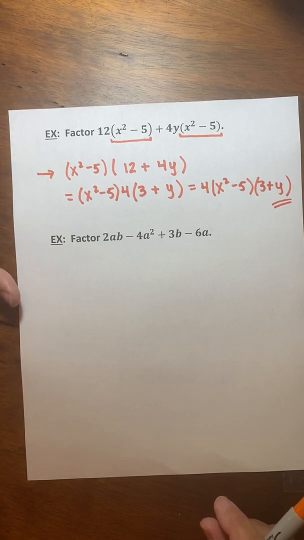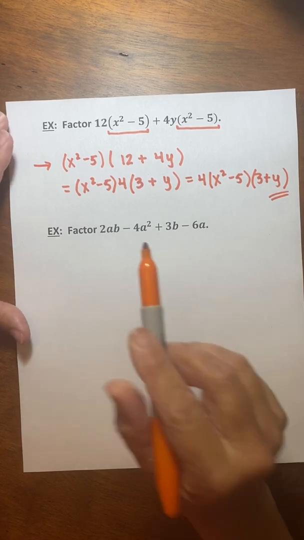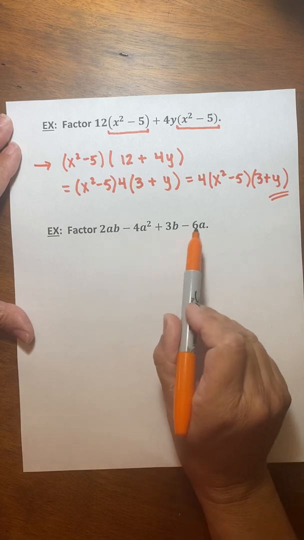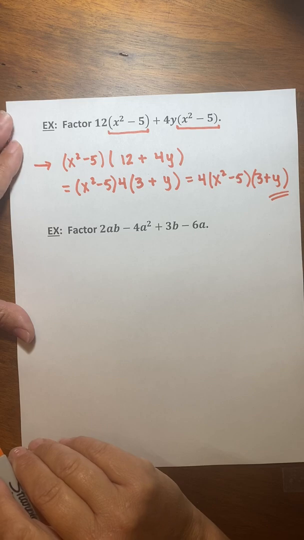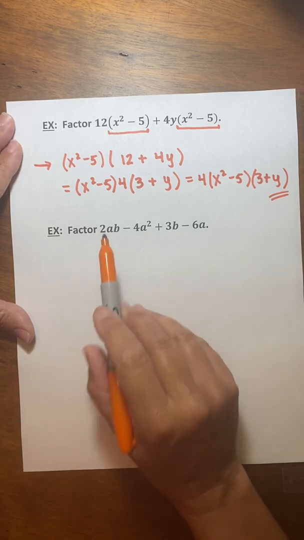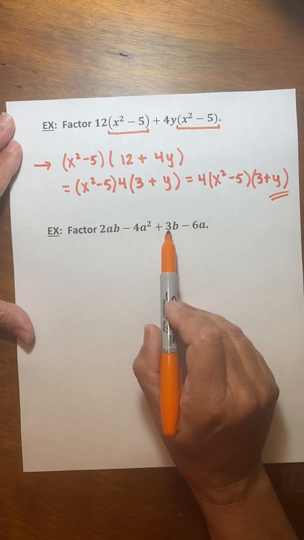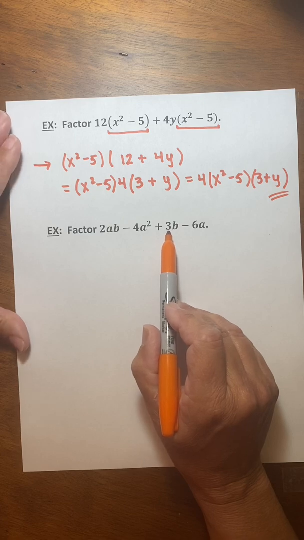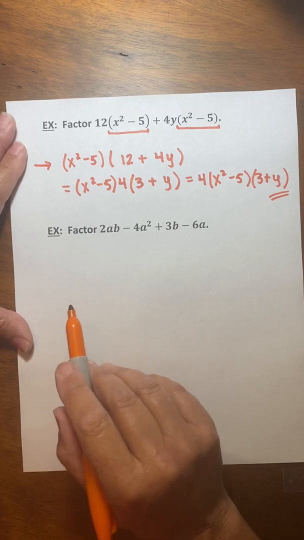All right, this is leading to something bigger and better. Let's look at this 4-term expression: 2ab minus 4a squared plus 3b minus 6a. If we look at the numerical coefficients, 2, 4, 3, and 6, we can only pull out a constant factor if they all have that factor in common. 2 is prime, 4 and 2 share a factor of 2, but 3 does not share a factor other than 1, and we don't pull out a 1 because we would keep doing that repeatedly and it doesn't make sense. So there is no common factor of 2, 4, 3, and 6 other than 1.